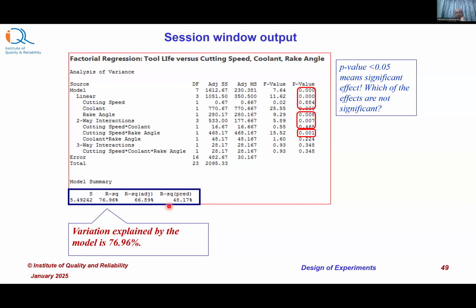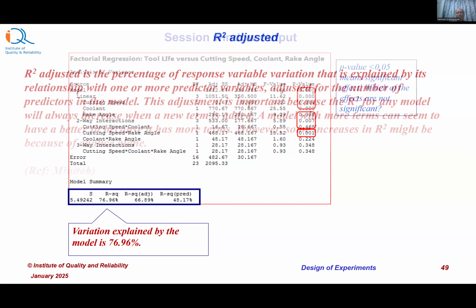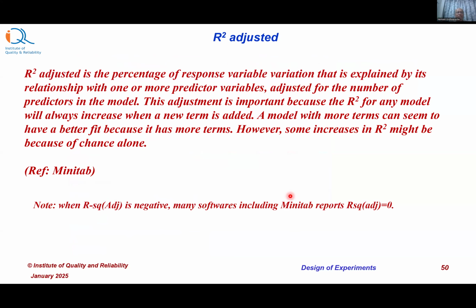And then there is a prediction R square. That means if you want to make a prediction for a new observation, it will be as good as about 48%. So the prediction power is not as good as we would like to have it. I would also explain R square adjusted values on the next slide.